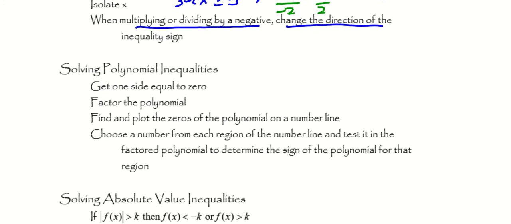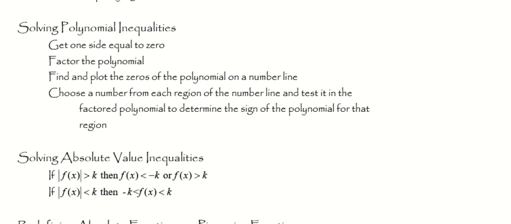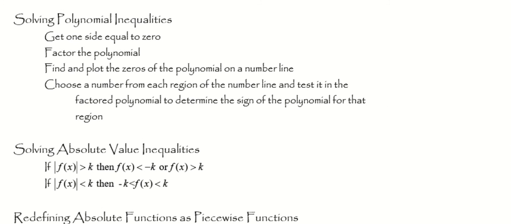Now let's talk about solving polynomial inequalities. So here's an example we're going to use here. Let's say that I have, for example, 2x squared plus 5x minus 12 is greater than 0. The first thing we're going to do is factor this polynomial. So we would get 2x minus 3 times x plus 4.